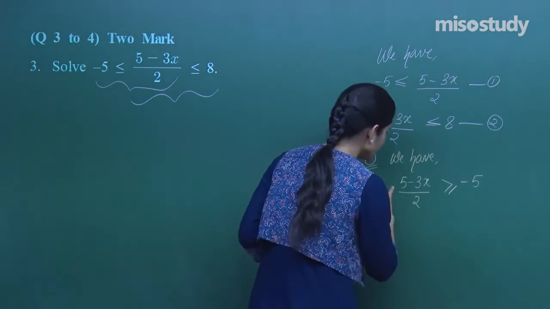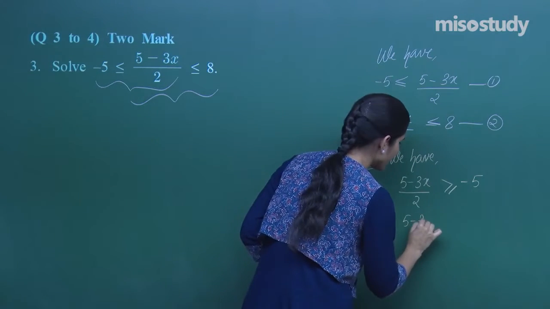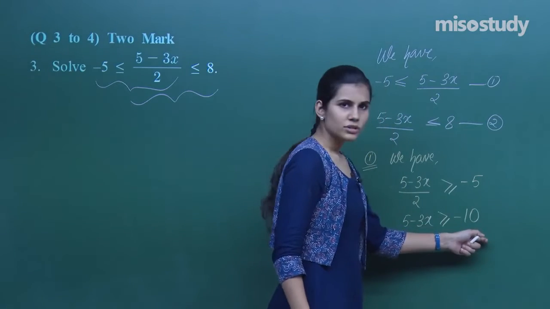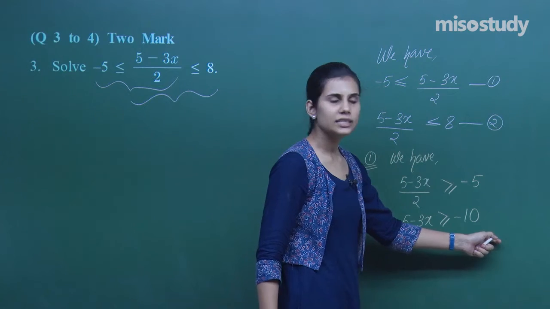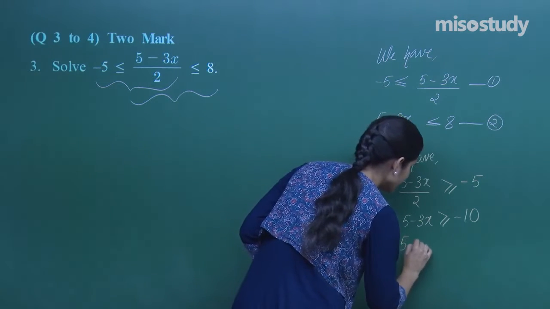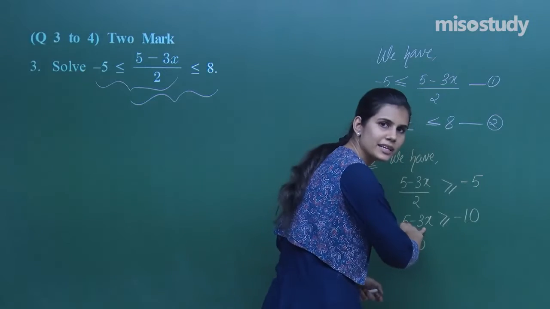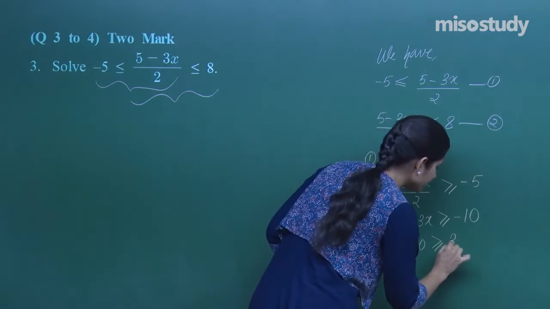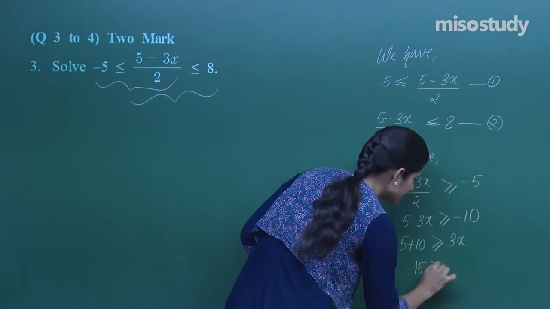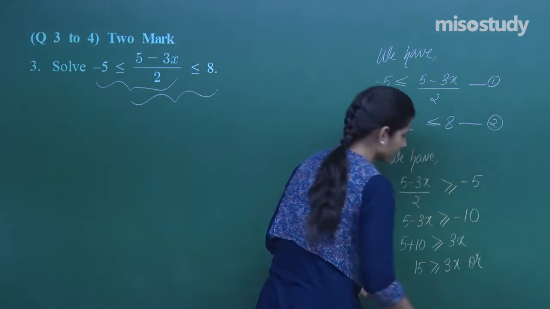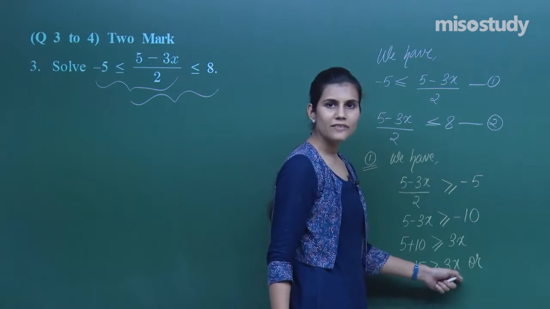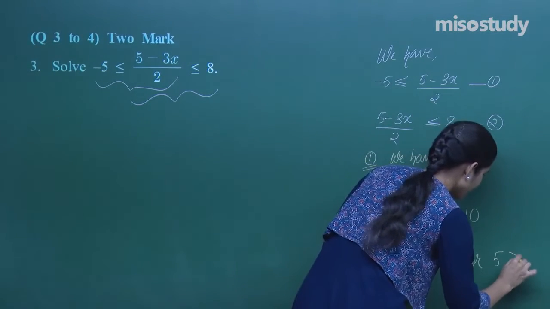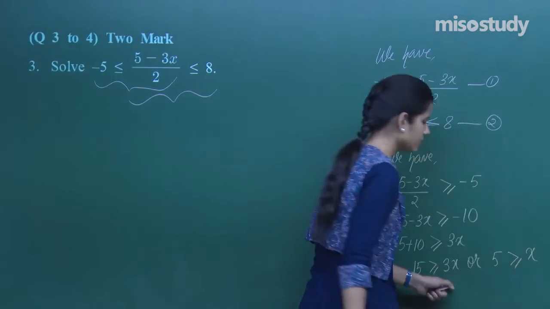Multiply both sides by 2. The 2 cancels out. You have 5 minus 3x is greater than or equal to -10. Now you can add 10 to both sides and add 3x to both sides. The inequality won't change. When you add 3x, minus 3x plus 3x is 0. When you add 10, minus 10 plus 10 is 0, and you add 3x here. So you have 15 is greater than or equal to 3x. In order to leave x alone, I will divide both sides by 3. 3 is positive, so the inequality won't change. 15 divided by 3 gives me 5, and 3x divided by 3 gives me x.